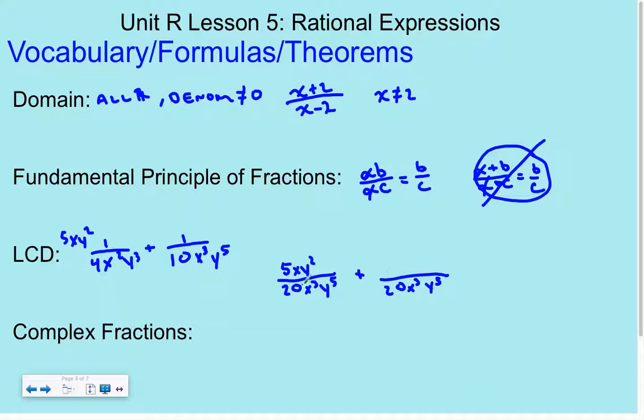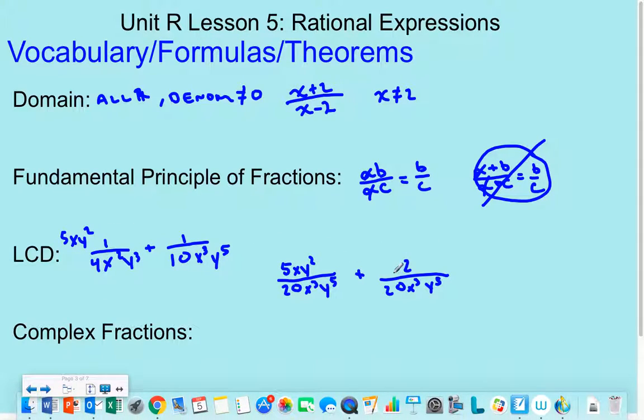And consequently over here, all I needed to do is multiply this 10 by 2 to get 20. And I've already got x cubed and y to the fifth, so I don't need to change that at all. But if I did have something more complex than the 1, then I would need to simplify those numerators out. And that's my process for finding the least common denominator.